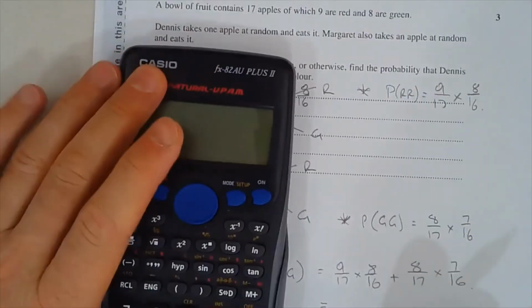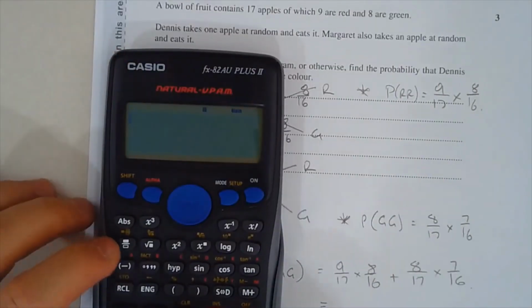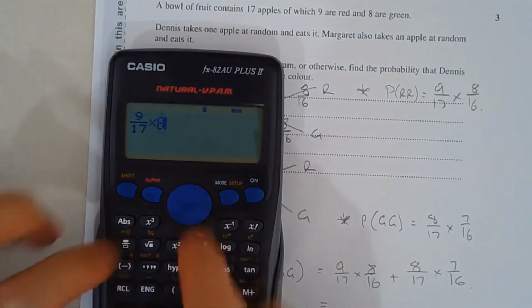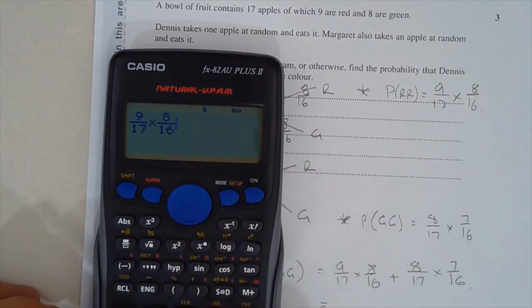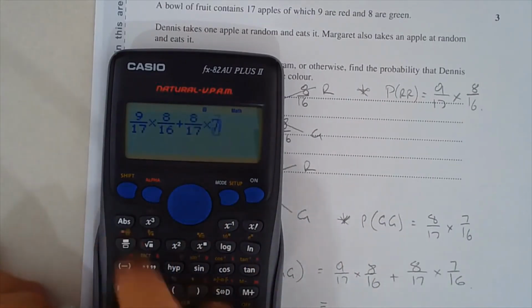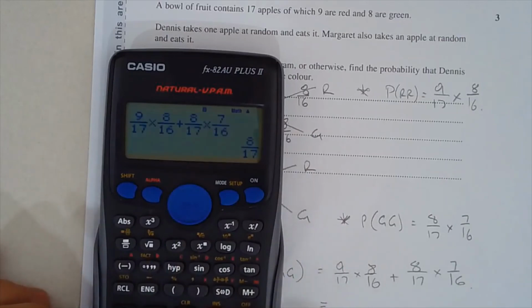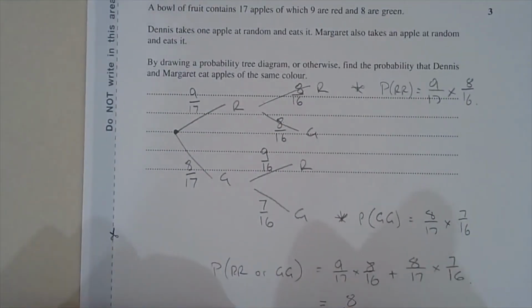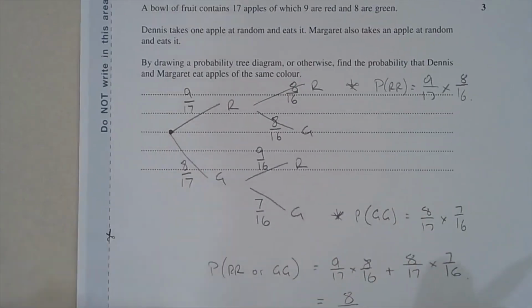And let's do that now. So 9 on 17 multiplied by 8 on 16 plus 8 on 17 multiplied by 7 on 16, and we get 8 on 17 as the probability.